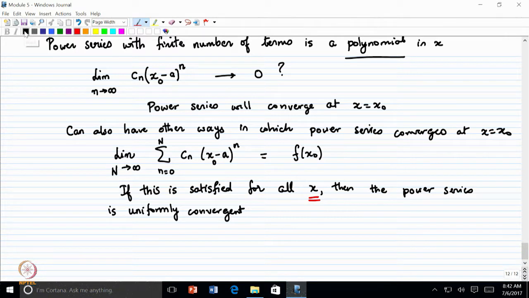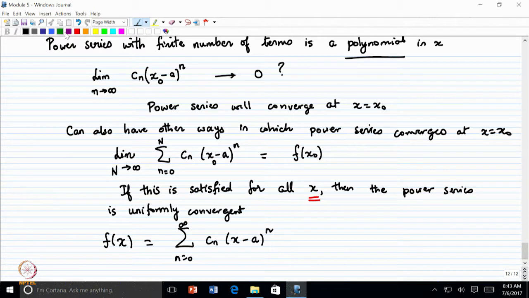Suppose you think of f of x written as an infinite series, the sum of C n (x minus a) raised to n, n equal to 0 to infinity. Now this is a function of x. Therefore, for any value of x, you will have an infinite series, and what you can ask is, does it converge for that value of x?